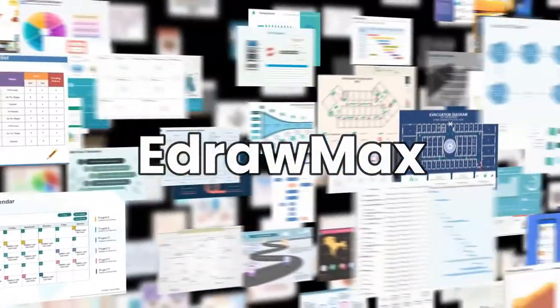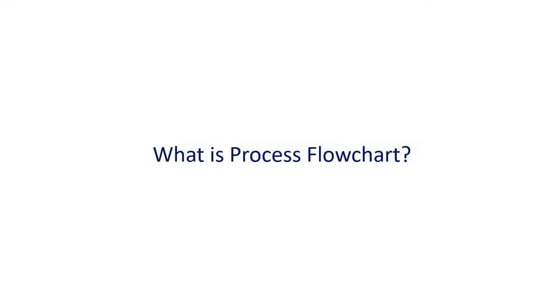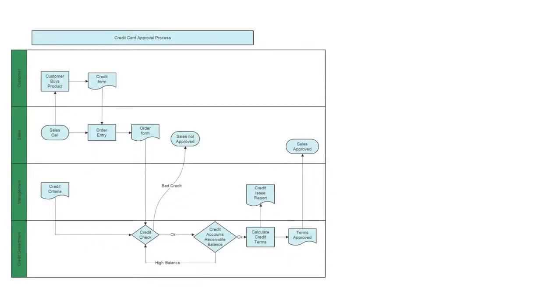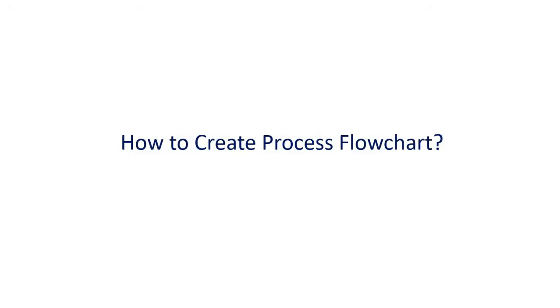In this video, we will learn how to create a process flowchart. Before we begin, let's understand what a process flowchart is. A process flowchart is used to depict the relationship between all working components of chemical and process engineering fields. Let's learn how to create a process flowchart using EdrawMax.